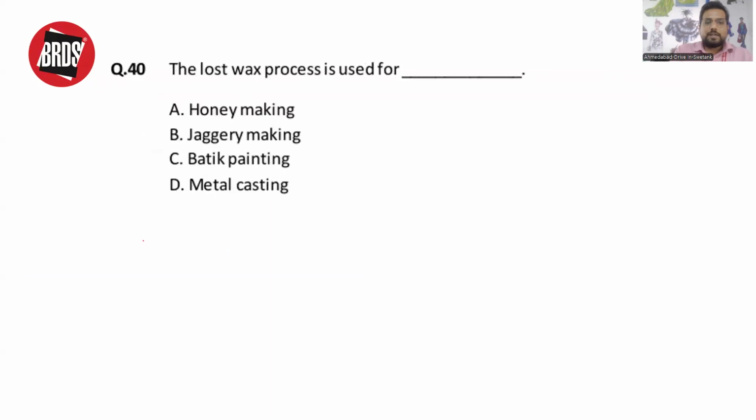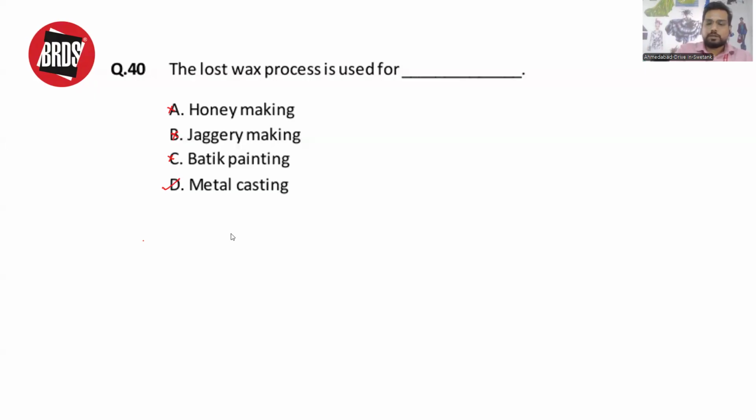Now moving ahead to the next one: the lost wax process is used for. That is again a question of general awareness. This is related to metal casting. I'm 100% sure that most of the students must have got this, that it has nothing to do with option A and option C. If you're confused between jaggery making and metal casting, the right answer for this one is metal casting, which is also known as investment casting.